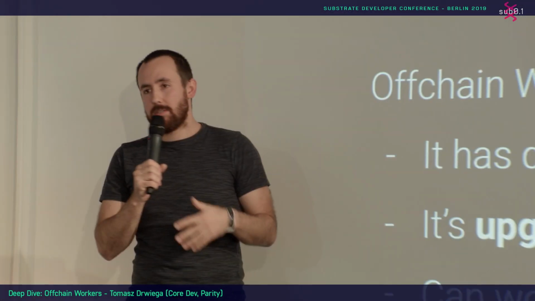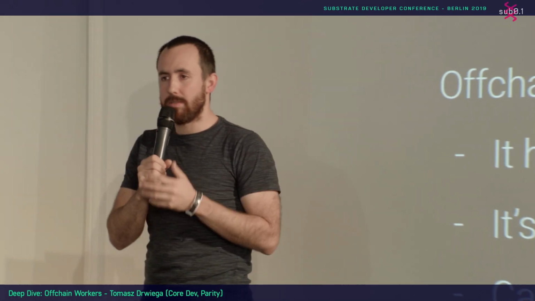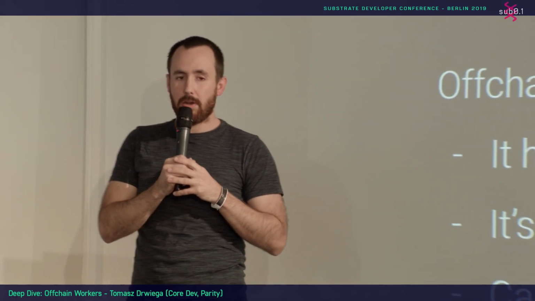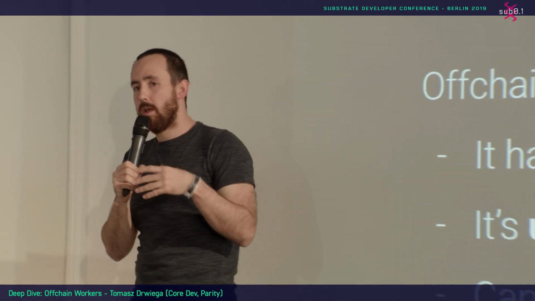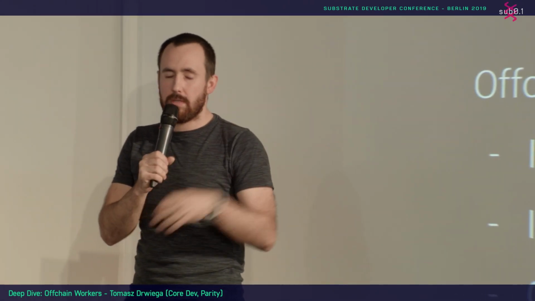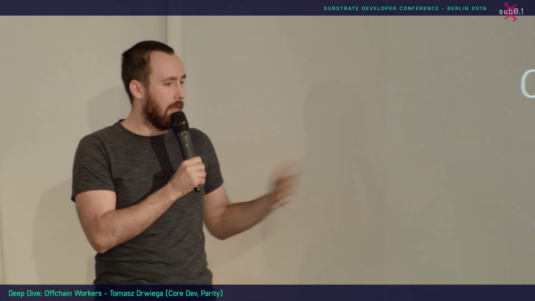But disadvantage is you can't really use all the standard libraries that are out there. But it doesn't have to. So if you are OK with your off-chain worker being only native execution, then you can just use standard libraries, and you can kind of opt out from this WASM execution.